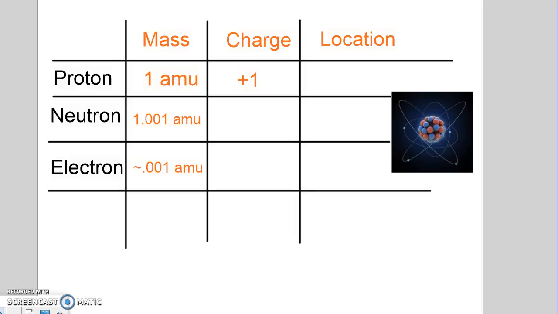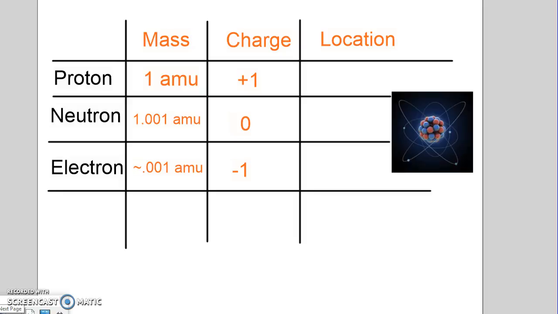The charge of the three particles is as follows. Protons are positive, and that's pretty easy to remember. Neutrons, on the other hand, are neutral, so they have no charge. And electrons have a charge of -1. It is very important to know those three charges.